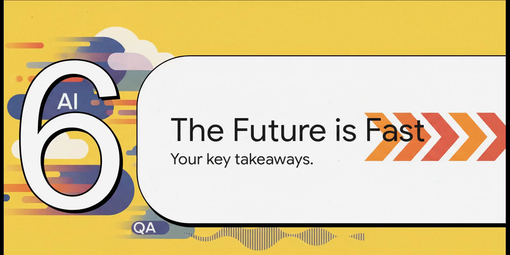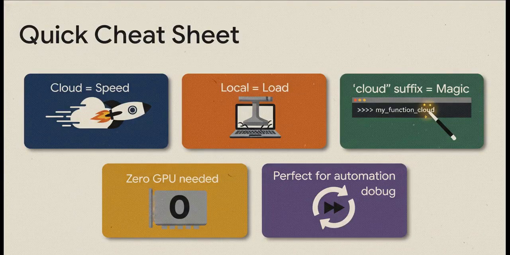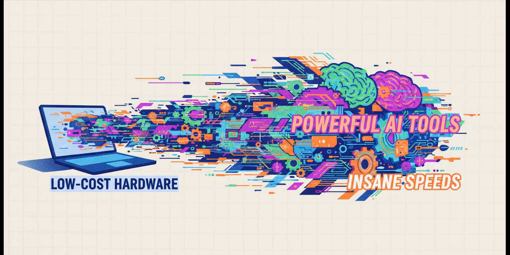So, we have covered a ton of ground. Let's wrap this up and boil it all down to the most important takeaways. The future is here, and you know what? It's really fast. So here's your quick cheat sheet. If you don't remember anything else, remember this. Cloud equals speed. Local equals load on your machine. That little cloud suffix is the magic word. You need 0 GPUs to make this happen, and it is the perfect tool to speed up your automation and debugging cycles.